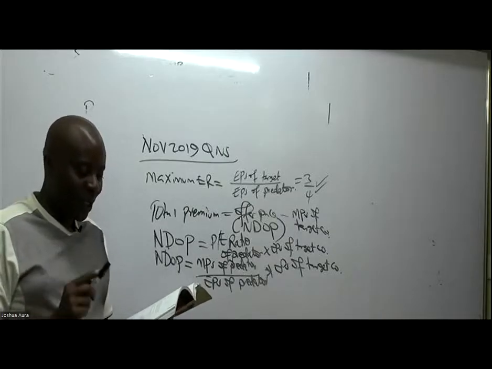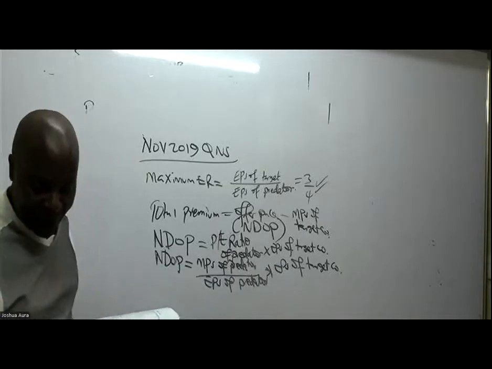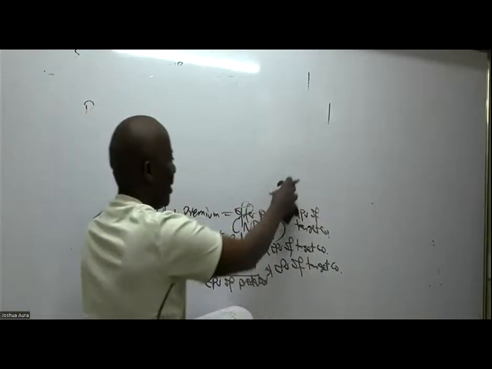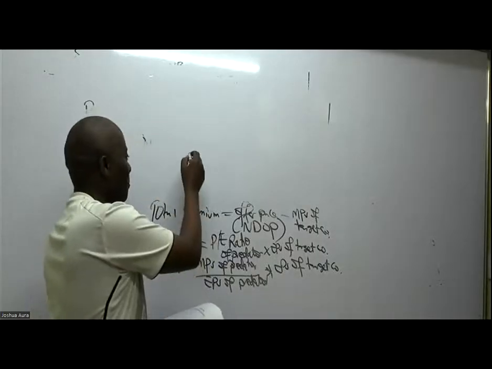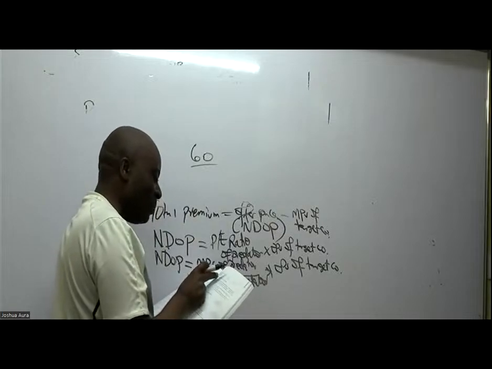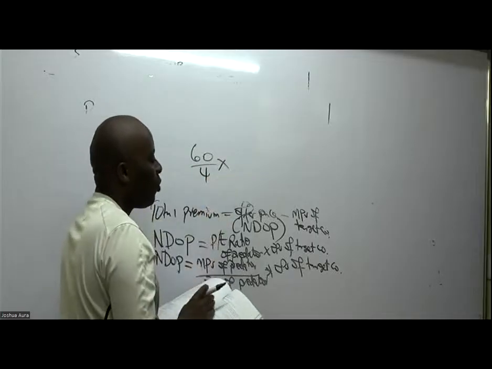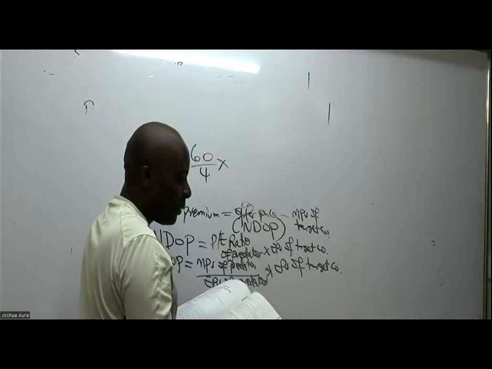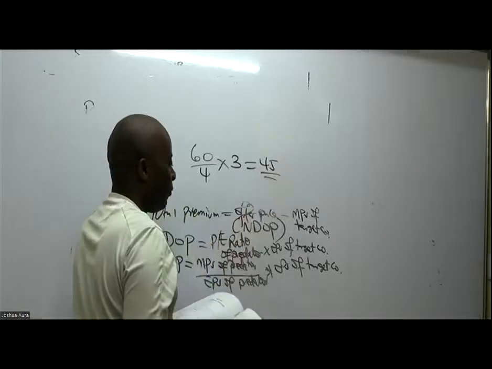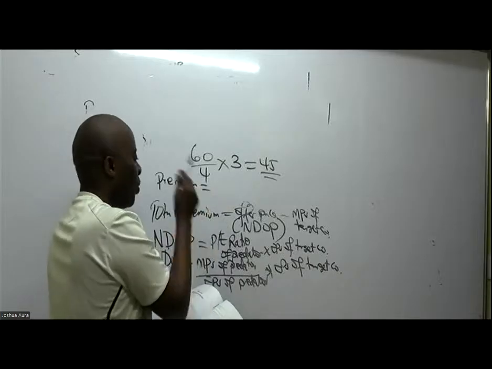divide by EPS of company A, which is 4. Times, ladies and gentlemen, what do we have here? EPS of the targeted company, EPS of company 2, which is 3. This is how they were able to get the 45.